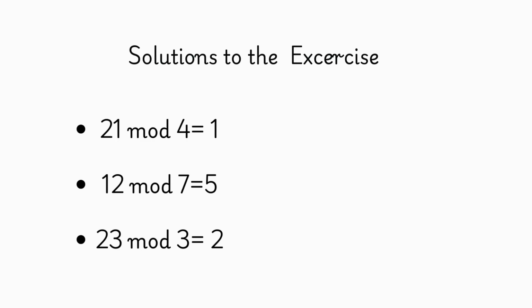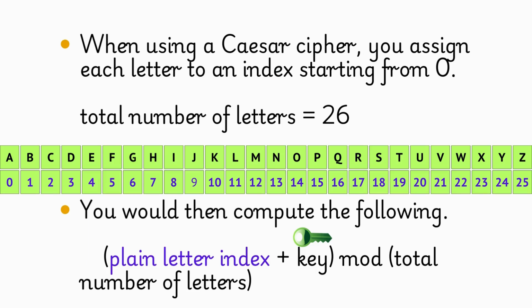Okay, so moving on, how do we use this modulo function to implement Caesar cipher? Very simple. To implement Caesar cipher, all we have to do is to use a simple formula. Now, that formula requires us to assign each letter to an index starting from 0, and to know the number of letters in our alphabet. In our own case, this is 26.